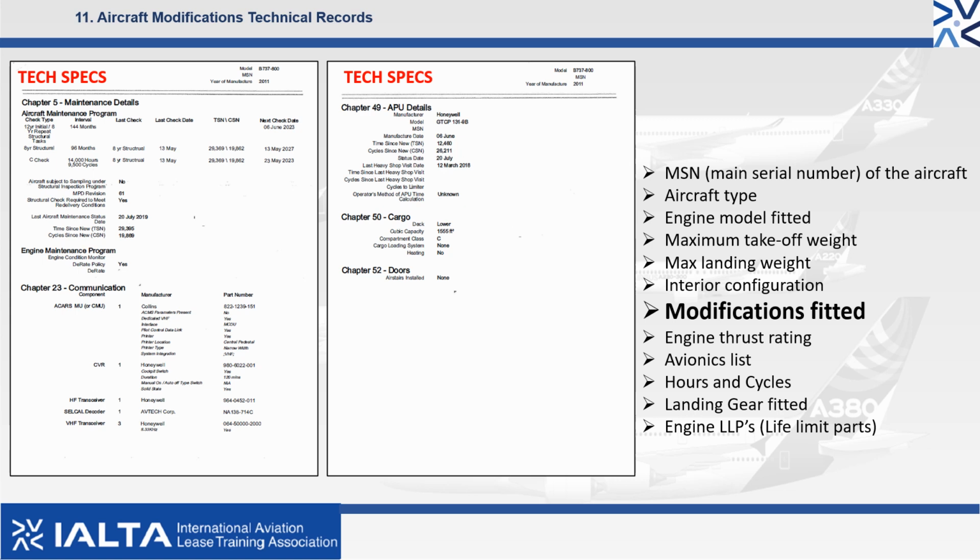Remember that earlier in this video series, we talked about tech specs. These are maintained on the lessor's IT platform for future marketing opportunities of the aircraft. Recording the modifications installed is a critical part of the tech specs.